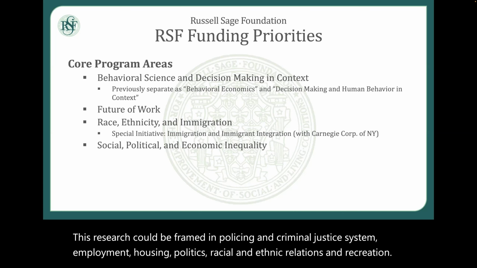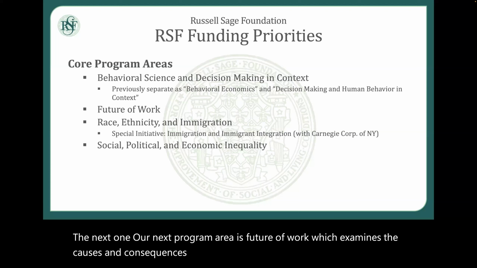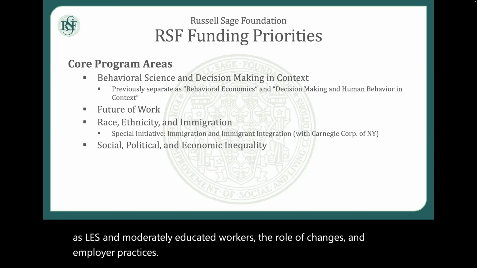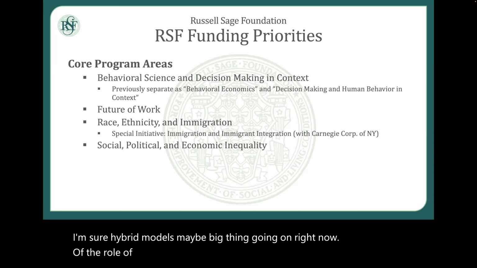Our next program area is future of work, which examines the causes and consequences of declining job quality in the United States, such as for less and moderately educated workers, and the role of changes in employer practices. I'm sure hybrid models may be a big thing going on right now. It also looks at the role of labor market intermediaries like unions and growing worker power movements.